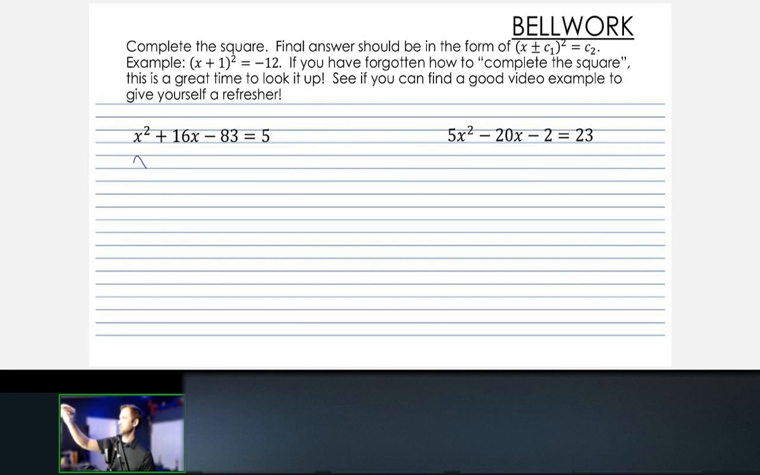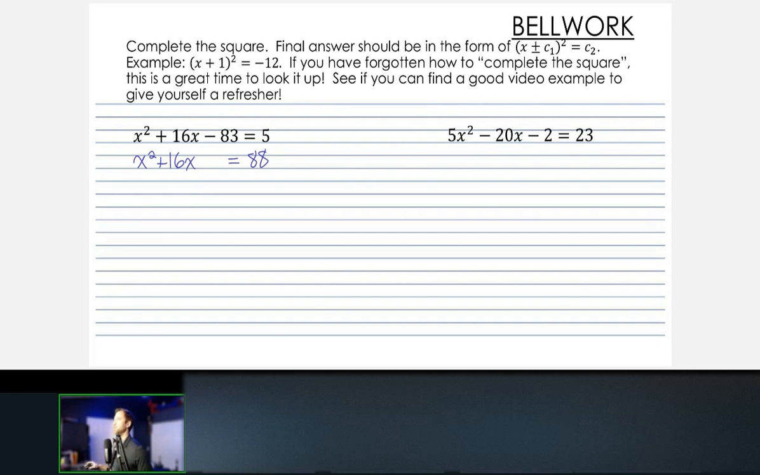That's going to leave us with x squared plus 16x equals, and now 80, so 5 plus 83 is 88. All right, next, complete the square.